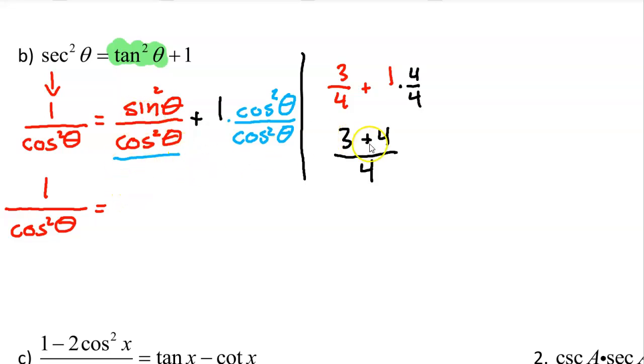And then the top here, we just have everything over one denominator now. So it's going to be over cosine squared. And the numerators, I'm just adding these together. That's why I wrote it as 3 plus 4, because it's just going to be sine squared plus cosine squared.